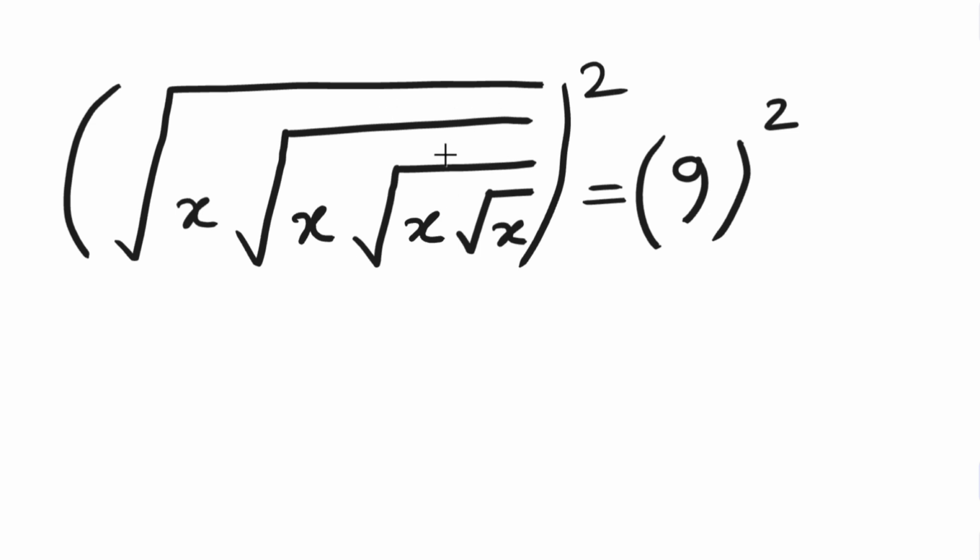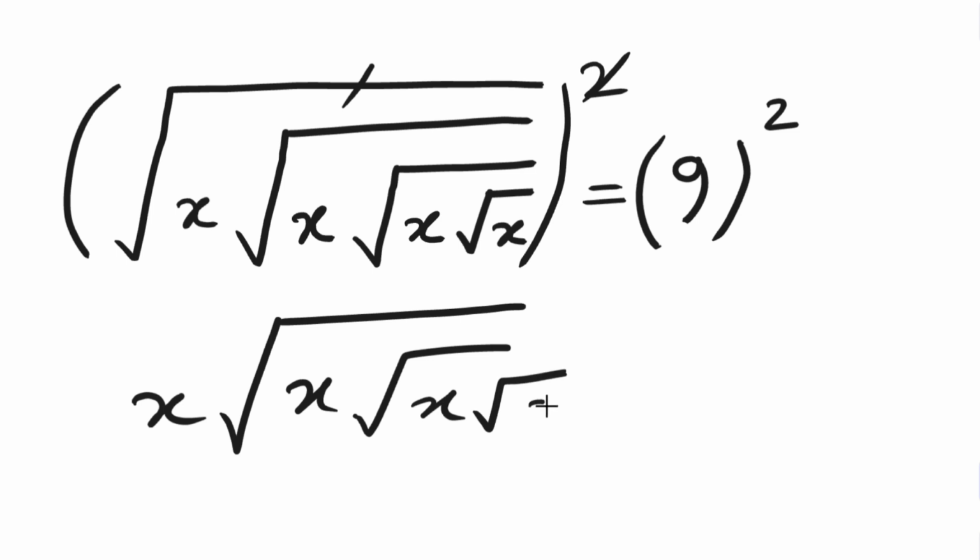Now notice what happens here. When we square a square root, the outermost square root disappears because square root of x whole squared simply becomes x. So after simplifying, we get x multiplied by 3 remaining nested square roots of x equals 9 squared.